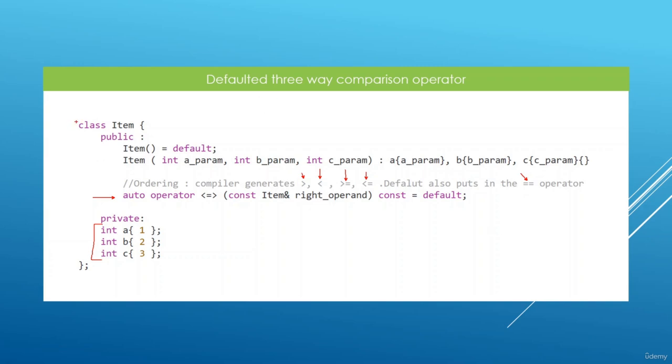This is the sweet spot of comparisons in C++20. If you need all the operators and you can afford to do member-wise comparison, you can set up just one member function, the three-way comparison operator, and the compiler is going to give you all the 6 operators. And this is super cool.